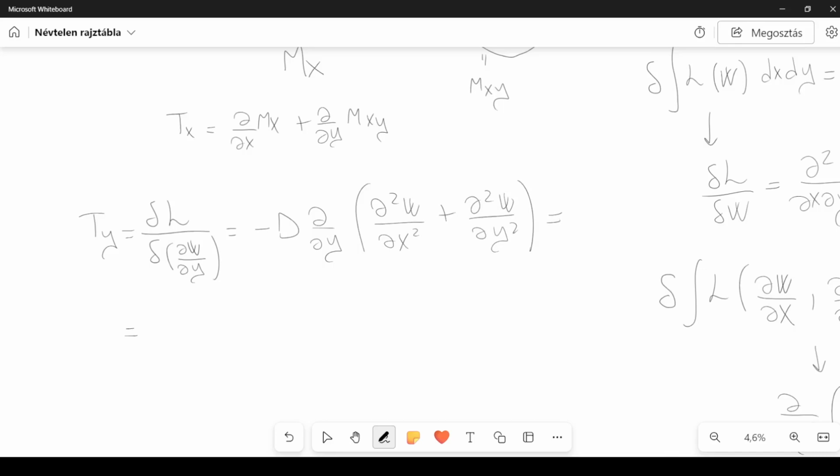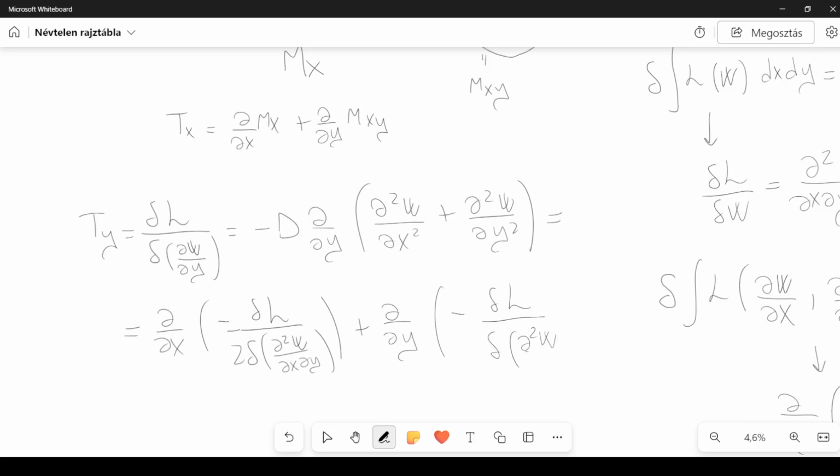And this can also be written as the derivative with respect to x of minus the change in L with respect to the change in d squared w dx dy, with a factor of 2 in the denominator, so you multiply by 1/2 basically, plus d/dy of minus the change in L with respect to d squared w dy squared. And similarly, you define this to be my, the bending moment along the y direction, and similarly this is just mxy or myx, which is the same.